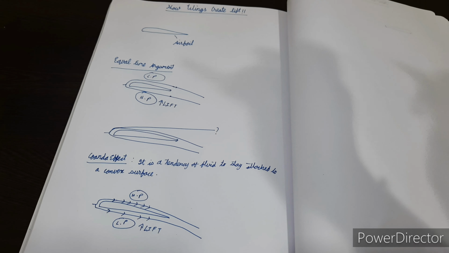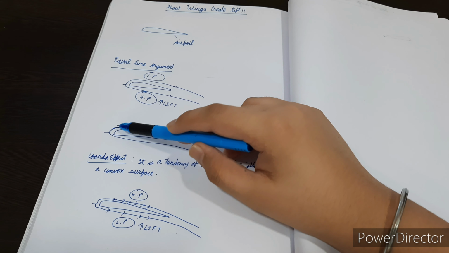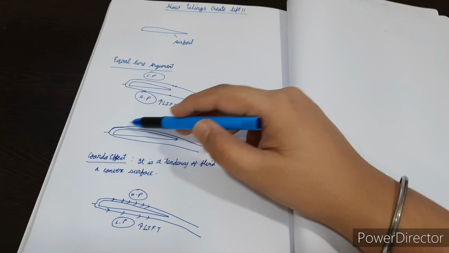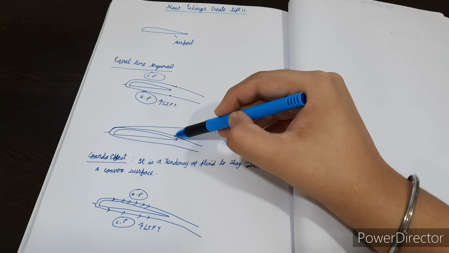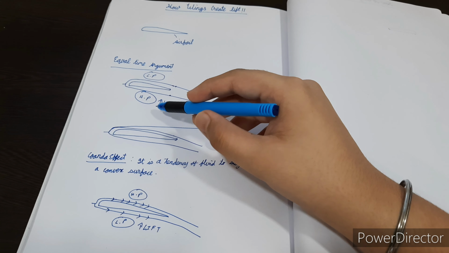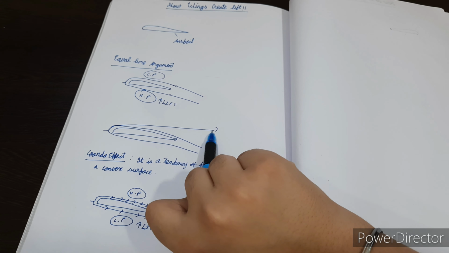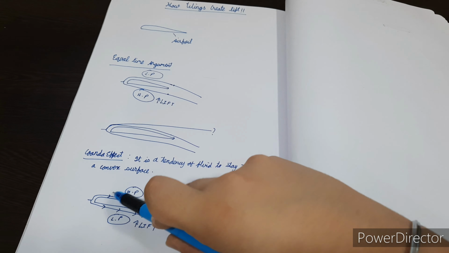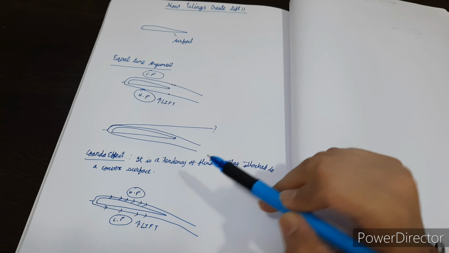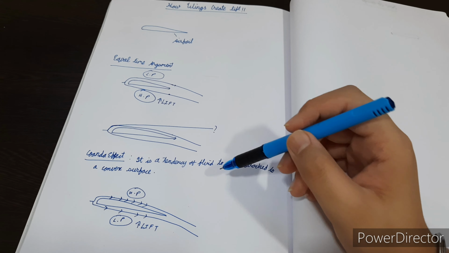So first, when air hits the airfoil, it splits into two parts. One flows above the airfoil, taking the curvature of the airfoil. Now you might ask, why doesn't the air flow after hitting the airfoil flow in a straight line? This is because of the Coanda effect. This is the tendency of a fluid to stay attached to a convex surface.